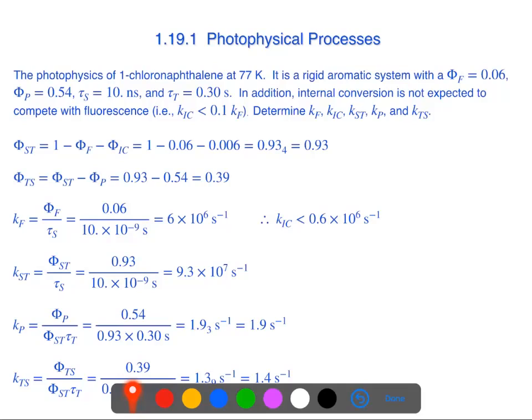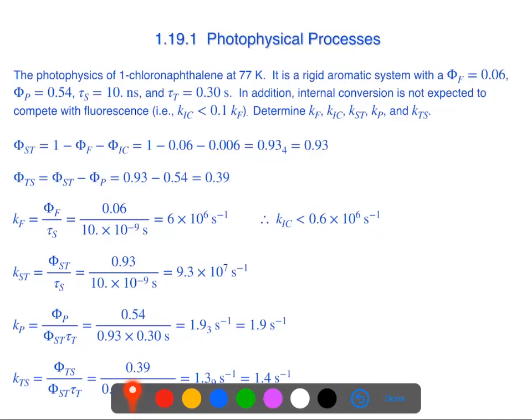With all this information, let's show how we can determine the rate constants for fluorescence, internal conversion, intersystem crossing from the S1 to the T1, phosphorescence, and intersystem crossing from the T1 to the S0. If we start by solving for the quantum yield for intersystem crossing from the S1 to T1, this is equal to 1 minus the quantum yields for both fluorescence and internal conversion, because the sum of these three quantum yields is equal to 1.